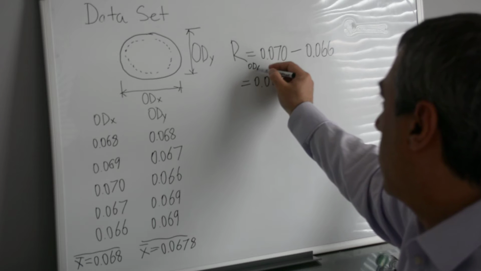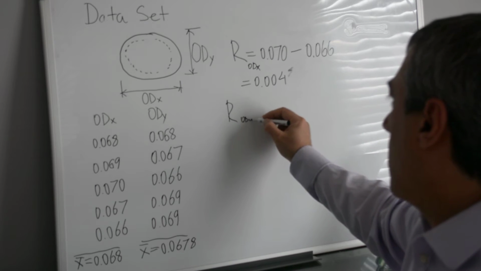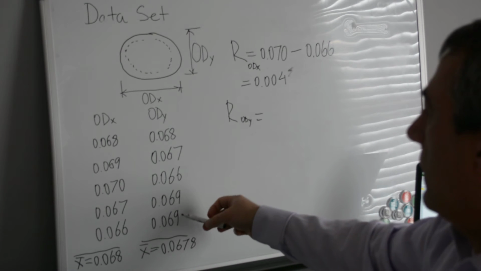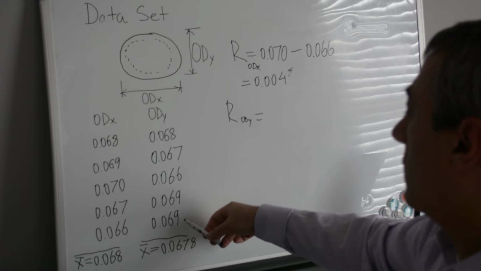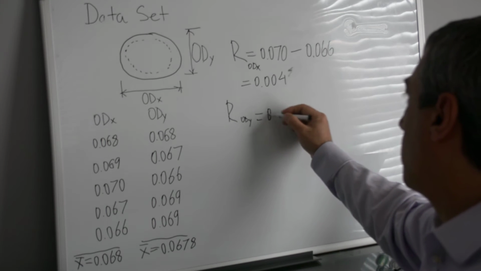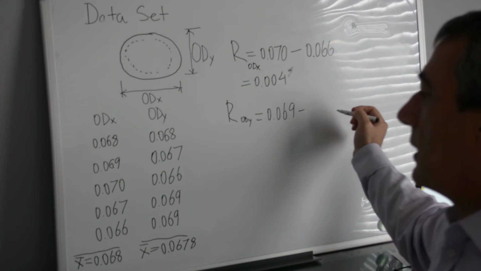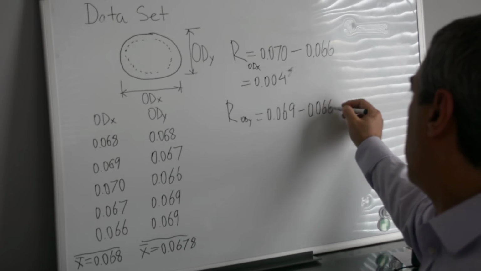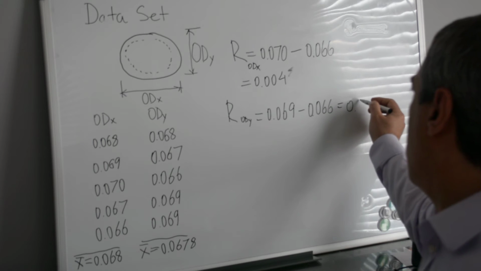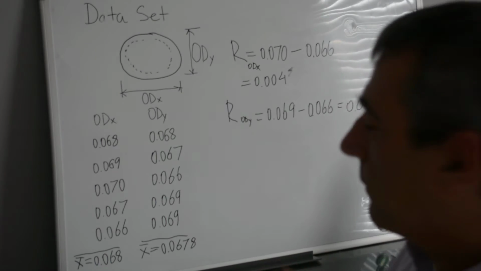What about the range of Y? We have the largest value in the data set 69 thousandths of an inch, and the smallest is 66 thousandths of an inch. So the range of this second data set is 3 thousandths of an inch.